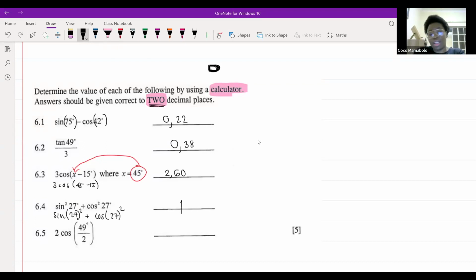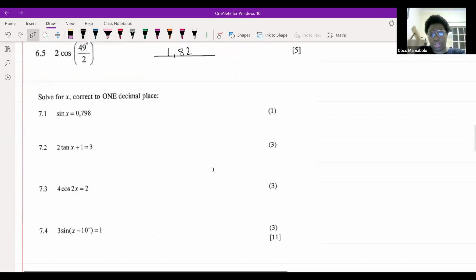All right, the last question, 2 cos of 49 over 2 is just going to give us 1.82. That's the final answer that we get there. I'm thinking all of us did okay in this question. It's not a very difficult question at all. We're going to move on swiftly, guys.